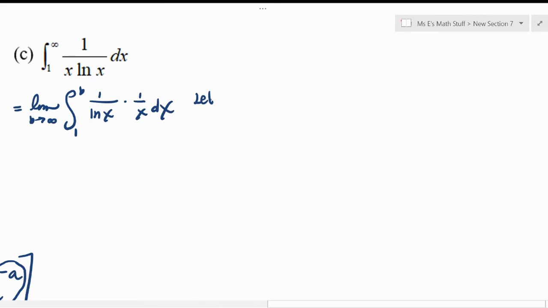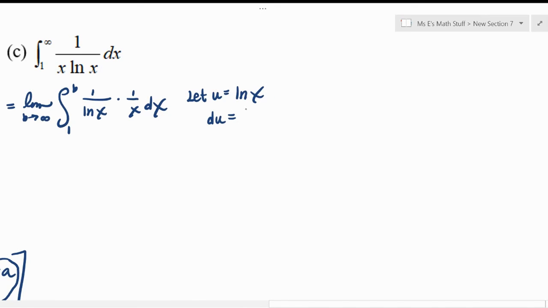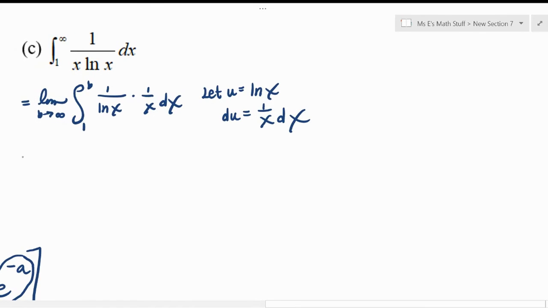And then I'm going to let u equal the natural log of x. And then what would my du be? It would be 1 over x dx. Okay, so now let's go ahead and change this out. So we'd have the limit as b approaches infinity of the integral. Let's see, changing the bounds.